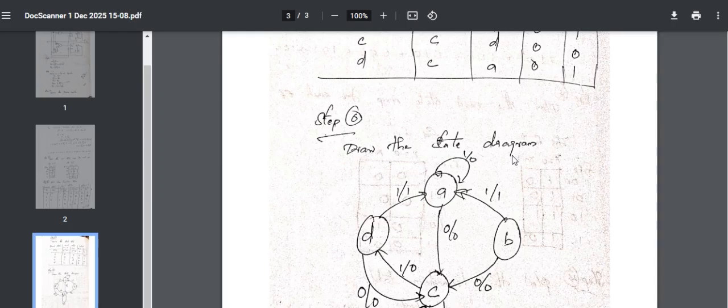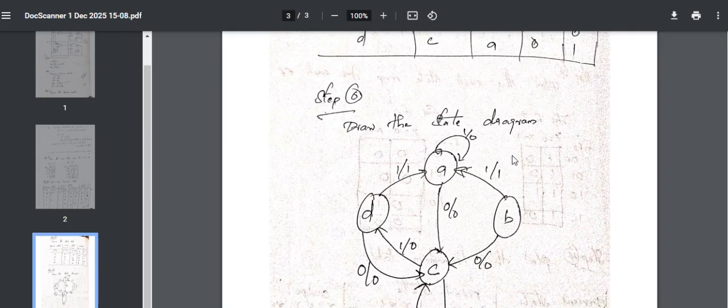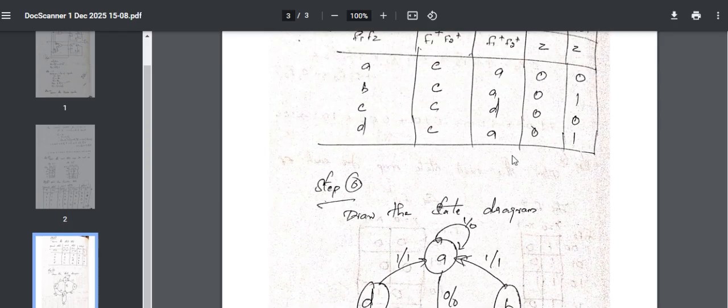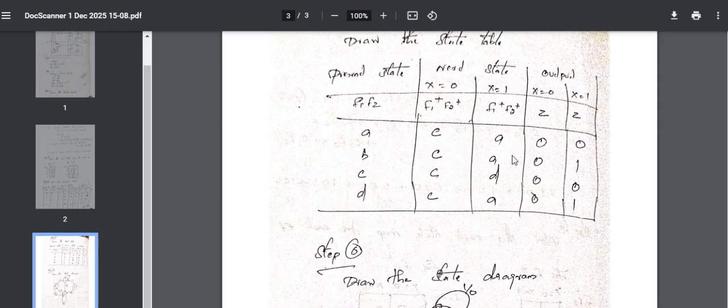Coming to step 6, draw the state diagram. Now the step 5 table helps you to draw the state diagram. So when the present state is A, the next state is C. See the table here clearly. Present state is A, next state is C. But what is the condition? X is equal to 0 and the output is again 0. X is equal to 0, right?